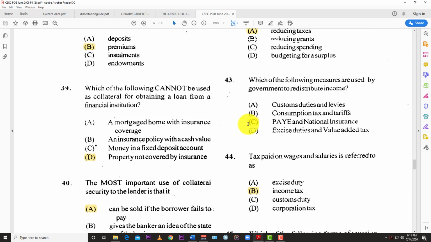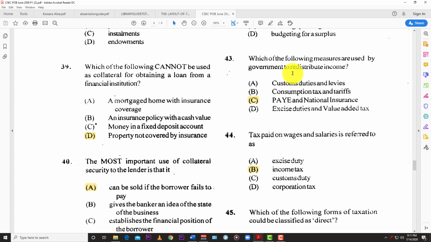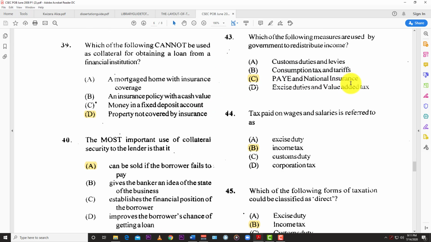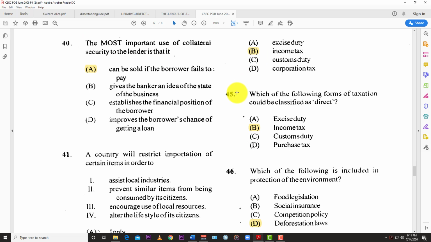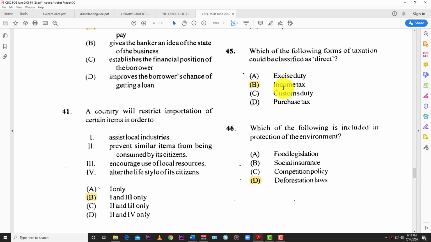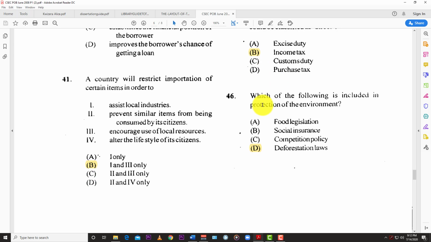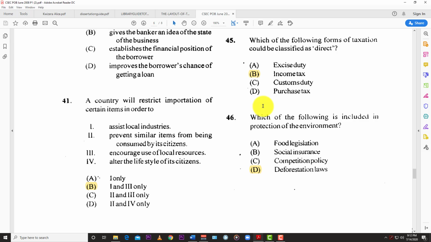Number 43, which of the following measures are used by government to redistribute income? And so the best answer is pay as you earn and national insurance. 44, tax paid on wages and salaries is referred to as income tax. Your income tax is the tax that comes directly from your wages and your salaries. 45, which of the following forms of taxation could be classified as direct? And so like I said just now, it comes directly from the source. And so the answer here is B, income tax. Excise tax, custom duty, and purchase tax are taxes that only come into play after you have chosen to consume something.